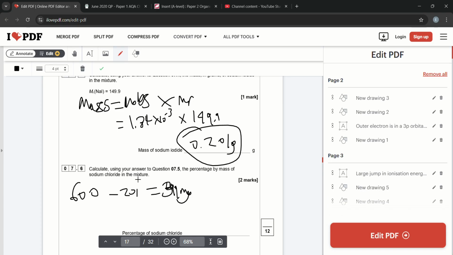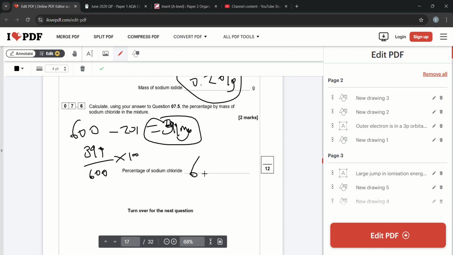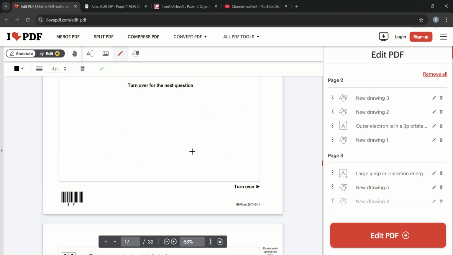Now we want to find the percentage. This is the mass of sodium chloride. Therefore, the percentage by mass of sodium chloride is 399 over the total mass 600, times 100. 399 over 600 times 100 is 66.5%. Don't forget the percent as well. And that is the end of question 7.